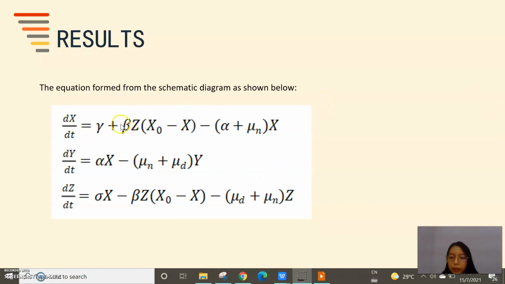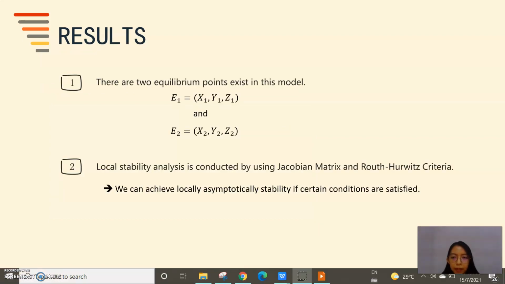The positive sign indicates the inflow for the population, and the negative sign indicates the outflow of the population. And there are two equilibrium points that exist in this model, which are equilibrium 1 and equilibrium 2. Equilibrium 1 consists of x1, y1, and z1, and equilibrium 2 consists of x2, y2, and z2. Local stability analysis is conducted by using the Jacobian matrix and Routh-Hurwitz criteria. And we can achieve local asymptotic stability if certain conditions are satisfied.